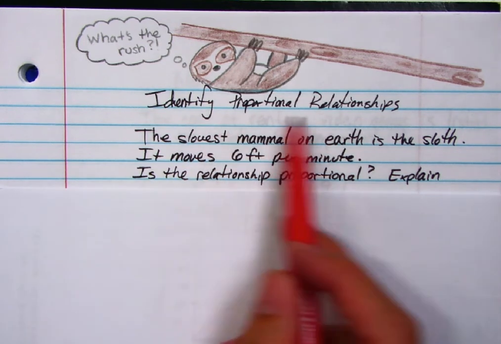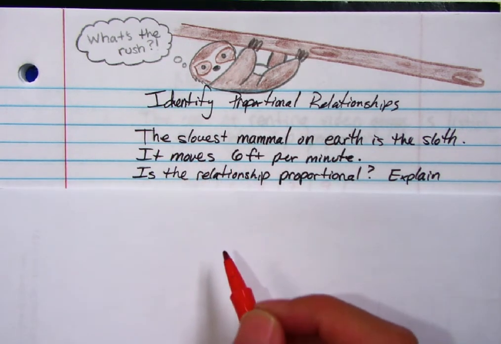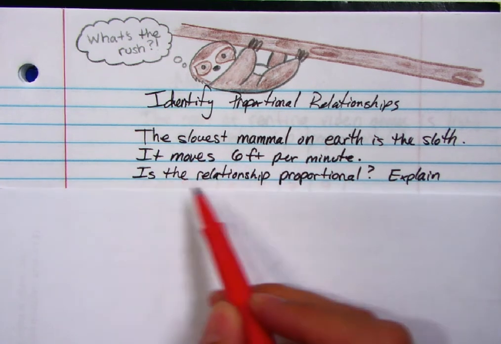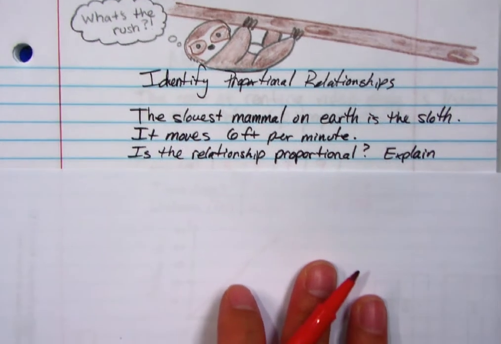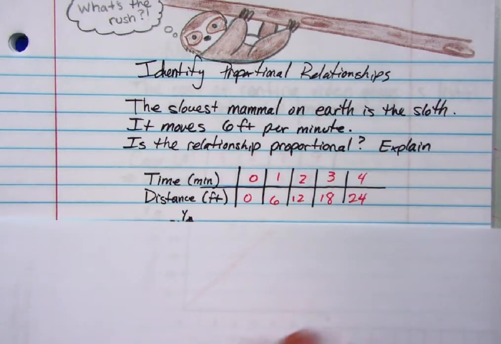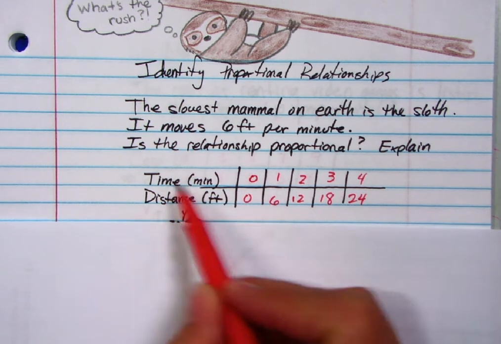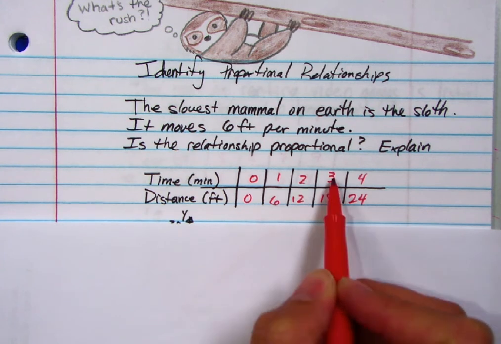So now we're going to identify proportional relationships. The slowest mammal on Earth is the sloth, the tree sloth. It moves 6 feet per minute. Is the relationship proportional? Explain. All right, so I have this situation. I made myself a little table. After 0 minutes, it's moved 0 distance. That makes sense. After 1 minute, it would have moved 6 feet. 2 minutes, 12 feet. 3 minutes, 18.